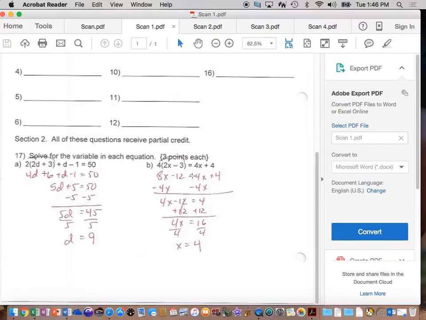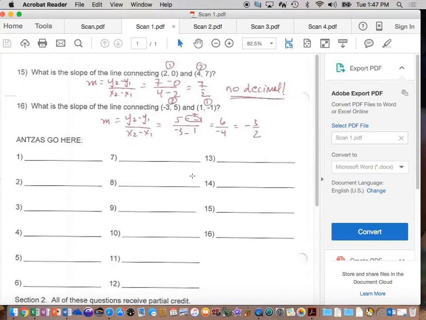Okay, are there any questions on either of those? No. Lenny, go sit in the back. You're your own worst enemy, Lenny. Okay, no problems on those, good.